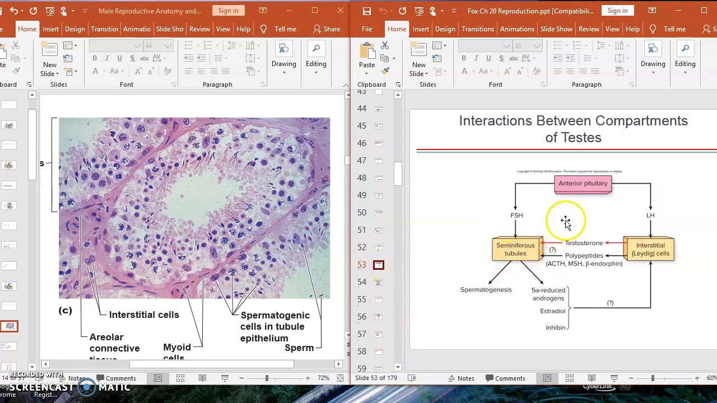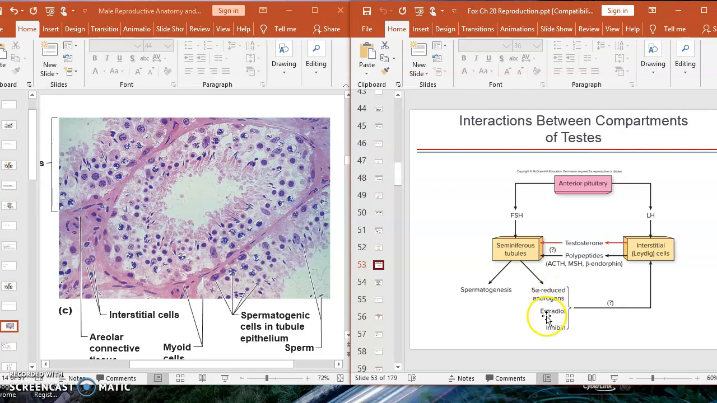Okay. Here again, the anterior pituitary produces FSH and LH from the gonadotropes, acting on the seminiferous tubules. In the seminiferous tubules, remember, FSH only works on the Sertoli cells. The Sertoli cells within the seminiferous tubules do the spermatogenesis, but the Sertoli cells, which have the FSH receptors, also do the 5-alpha reductase. Remember that 5-alpha reductase changes the testosterone to the dihydrotestosterone, and then we have estradiol, then we have inhibins.